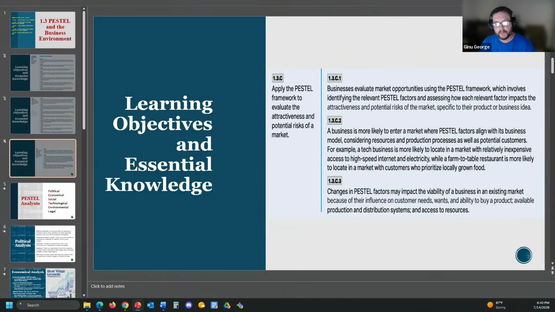For example, think of a cutting edge tech startup that might need cheap, high speed fiber internet infrastructure. On the other hand, a farm to table style restaurant needs a localized, sustainable supply chain. So those are the kinds of things we're going to be looking at from this real macro level.